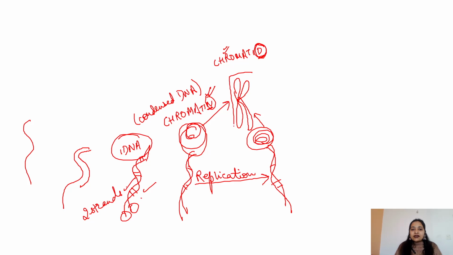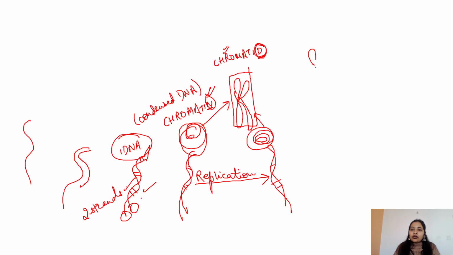And as you can see, this is chromosome. So how easy it is. DNA is also our genetic material, chromosome is also our genetic material, because chromosome is nothing but the condensed form of DNA. So one DNA gets replicated to form another DNA, one chromatid gets replicated to form another chromatid.